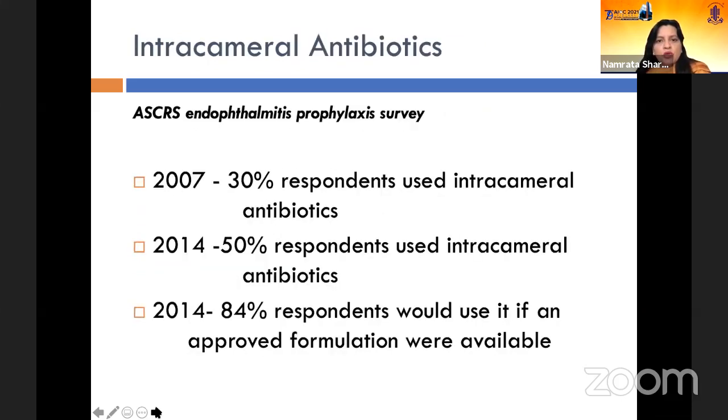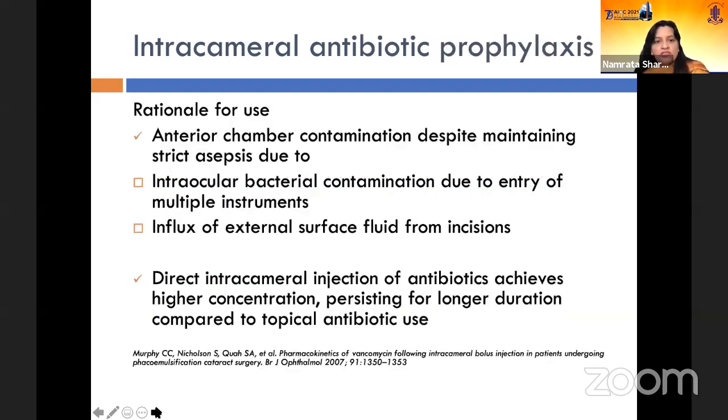Now, if you look at the role of intracameral antibiotics, it has been studied since long. In 2007, 30% of the responders, as per the ASCRS endophthalmitis prophylaxis survey, used intracameral antibiotics, which increased to 50% in 2014. And in 2014 itself, 84% of respondents said that they would use it if it were an approved formulation. At that time, it was not an approved formulation.